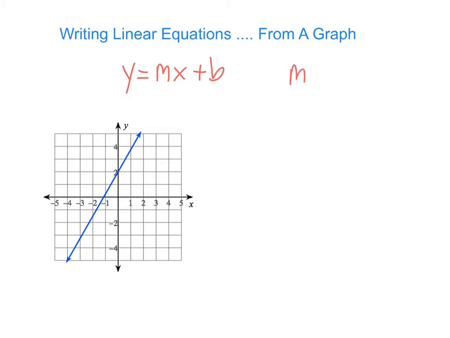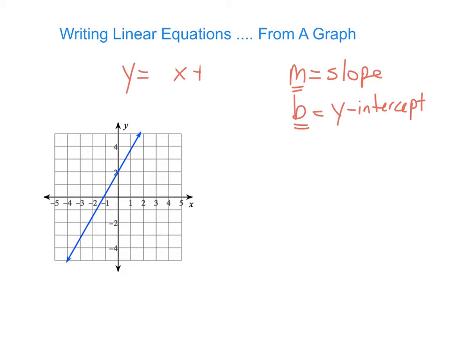where m is the slope and b is the y-intercept. Okay, so we've worked with m and b before. I'm just reminding you what those letters represent. Usually you'll see the m and the b written in a different color. So let's make those blue just so they stand out.